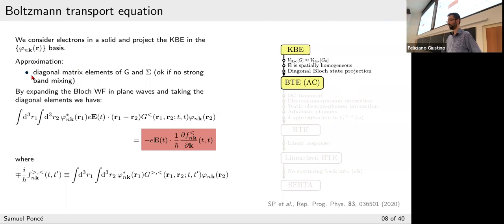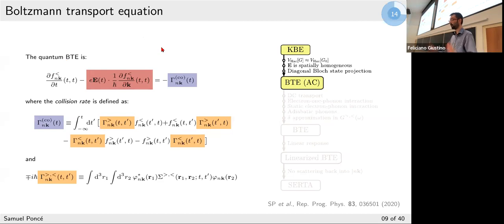Okay, and so with those two approximations, I forgot to mention, when we do this block projection, the approximation that we need to make is that we are neglecting off-diagonal elements. So we are projecting in this block basis, and we are only considering diagonal matrix elements. So this is the approximation. With this diagonal approximation, and then those two, and this first approximation, we end up with this quantum Boltzmann transport equation, which is also sometimes called the AC Boltzmann transport equation.